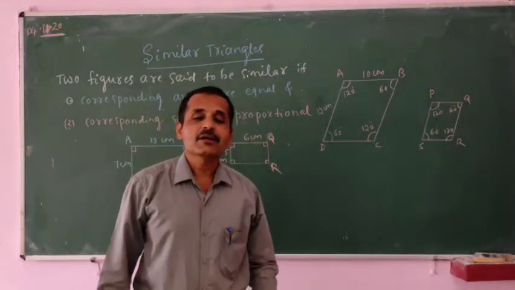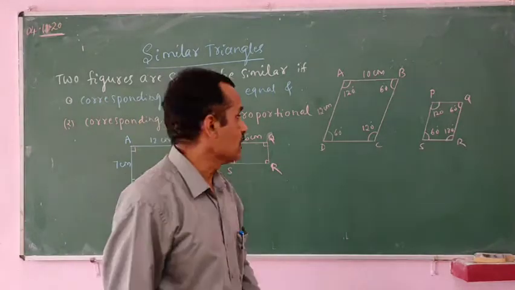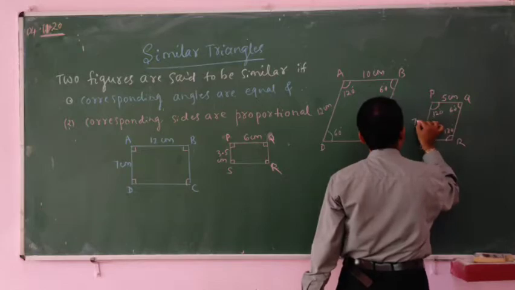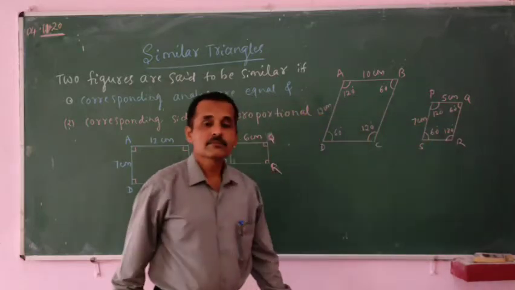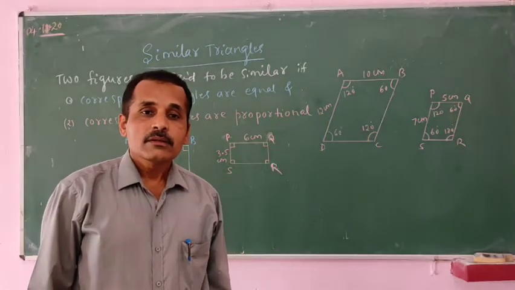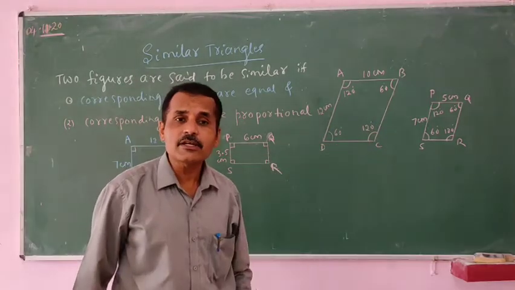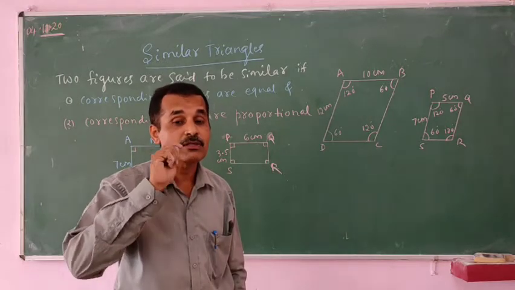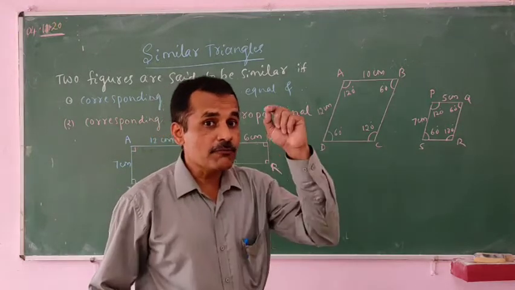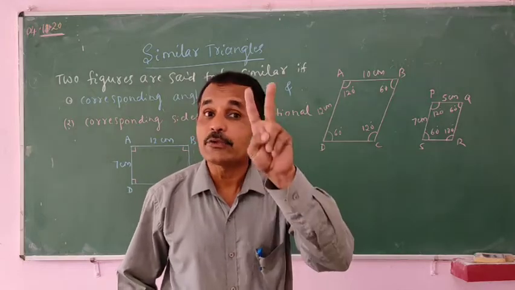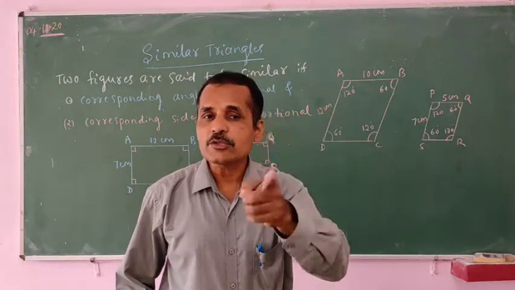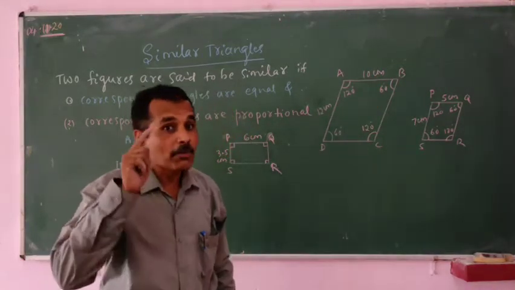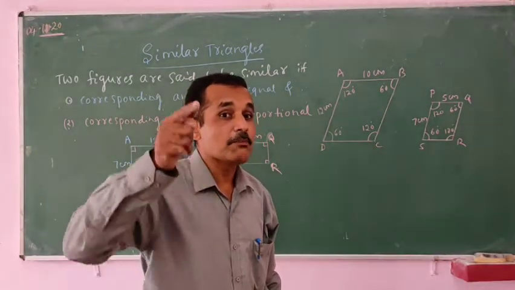What can I say? The corresponding angles are equal. I will write here 5 centimeter and 7 centimeter. Now can I call these two figures similar figures? My dear children, definitely they are not similar figures. Because when figures are similar, they should satisfy two conditions. The first one, the corresponding angles are equal. Yes, the corresponding angles are equal, no doubt. But the corresponding sides must be proportional.